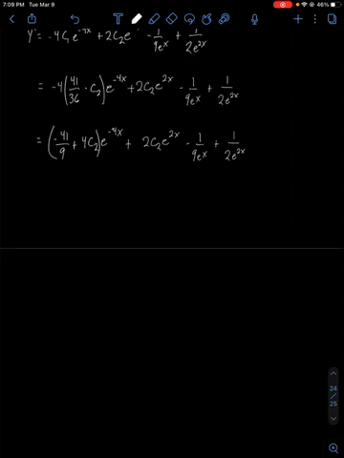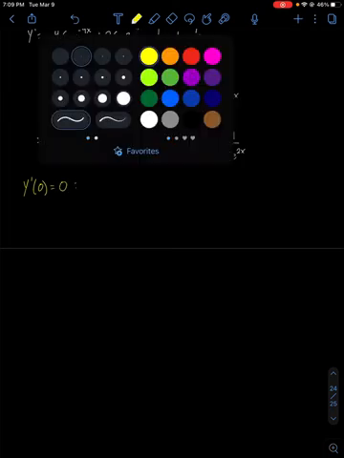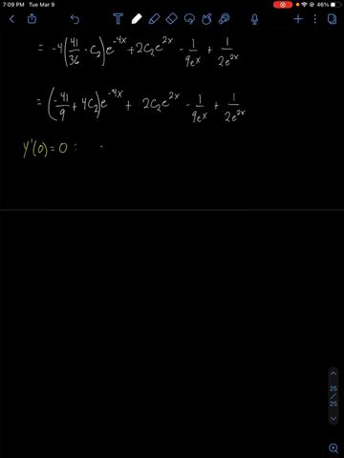Now we plug in the second initial condition, which is y prime of 0 equals 0. Now when we let y prime equal 0, we have 0 equals e to the minus 4x becomes 1, so it's just minus 41 over 9 plus 4c2, e to the 2x becomes 1, plus 2c2 minus 1 over 9 plus 1/2. And now we can add everything together and solve for c2.